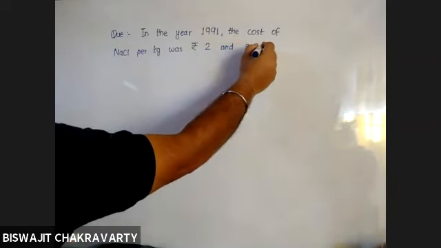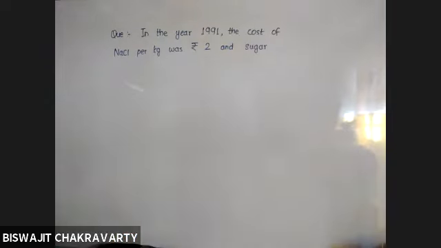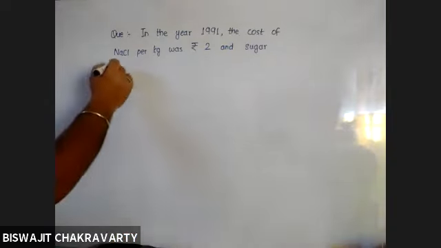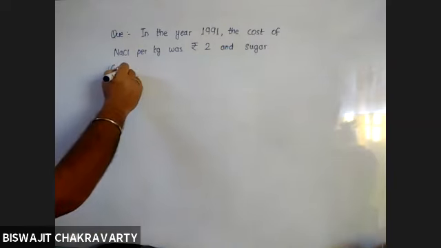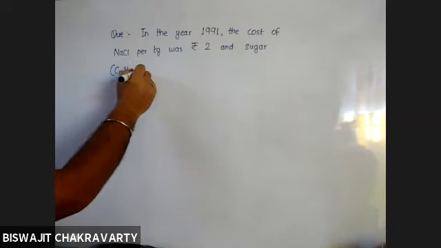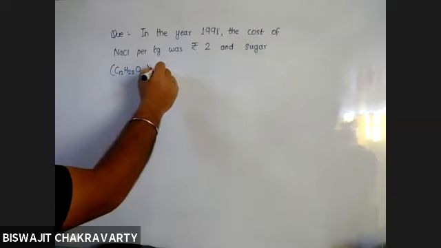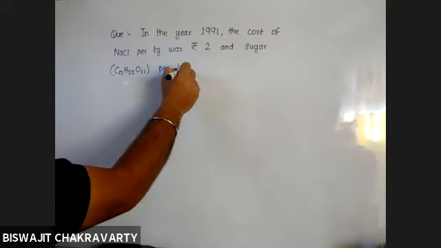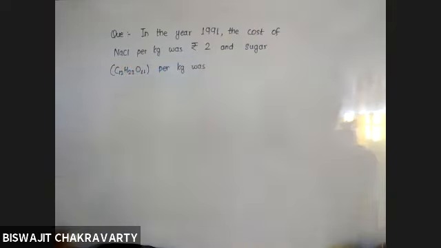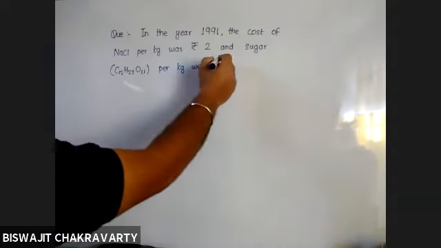sugar, what is the formula for sugar? Can anybody tell me? Sir, C12H22O11. C12H22O11 per kg was rupees 6.